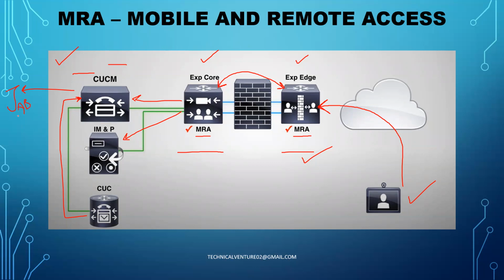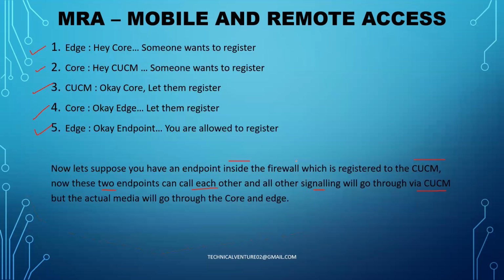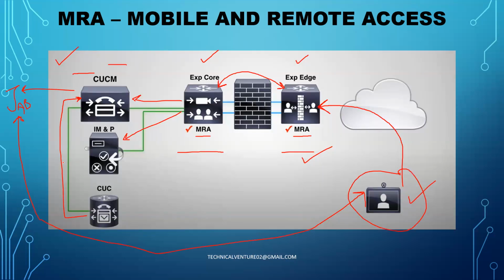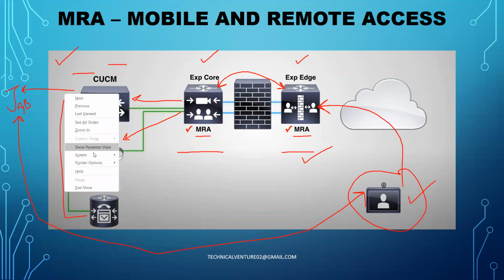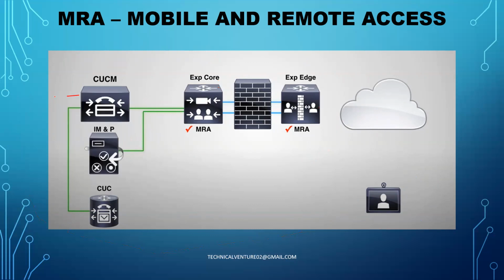Now, both of these endpoints, this Jabber and this endpoint, which is on the internet, will be able to make a call to each other, right? Because this endpoint is registered now. This endpoint is registered on the CUCM now, right? And that's why it says all the signaling will go through CUCM. So in this case, if you just want to see the signaling part, let's say this one. So signaling will go via this path.